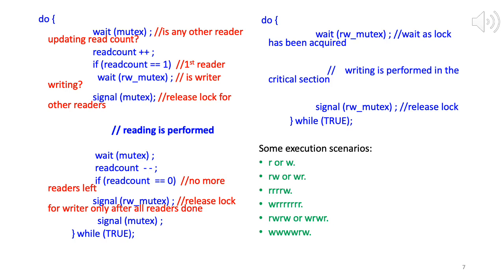Then now it needs to do read count minus minus. So it acquires the lock which is available. It just released it. And now read count is 0. So that releases the read write lock as well. And then it releases the mutex lock and it's done. So single reader will work. Single writer waits on read write mutex. Read write mutex lock is available, acquires it, does the writing, releases that lock. No problem.